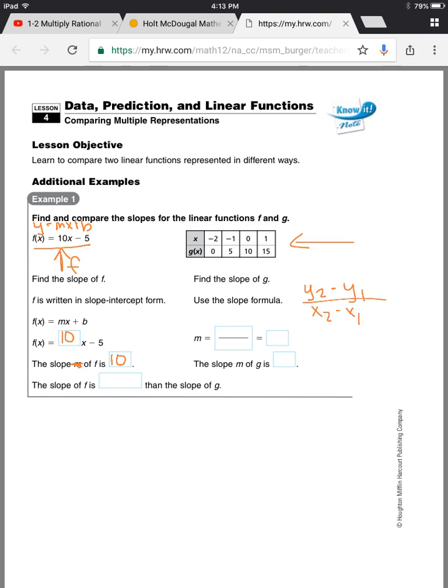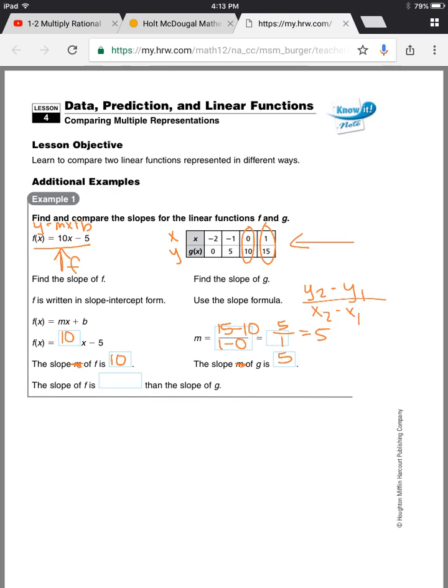So we can choose any 2 points on our table of data. Let's choose this one and this one just because then we don't have to deal with negatives. Makes it a little bit easier. So remember, this is your x, this is your y. So y2, we would have 15 minus 10 over x2, which is 1, minus 0. 15 minus 10 is 5. 1 minus 0 is 1. So 5 divided by 1 equals 5. So the slope of g is 5.